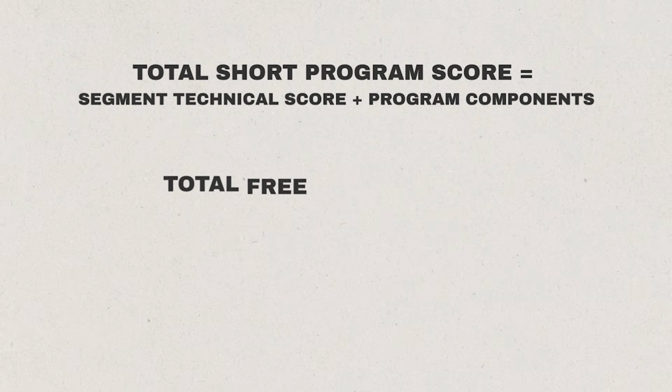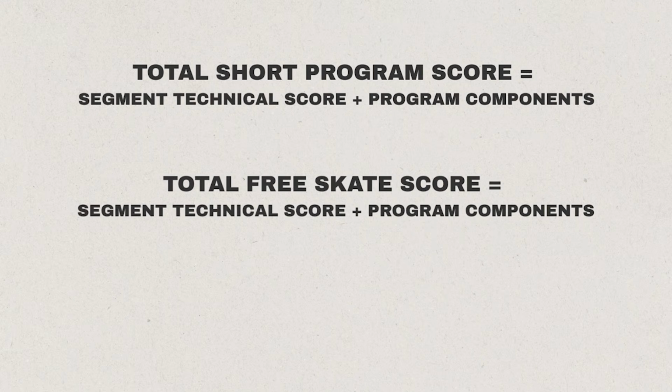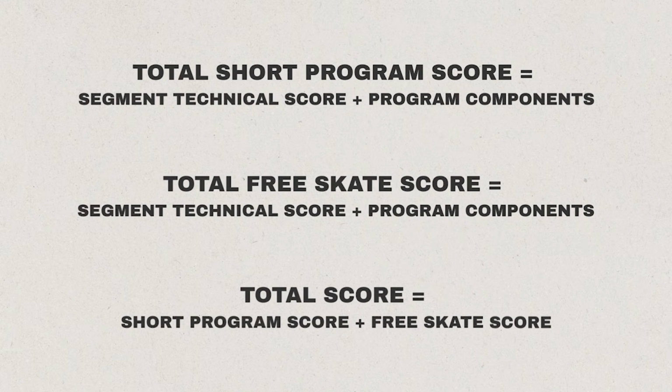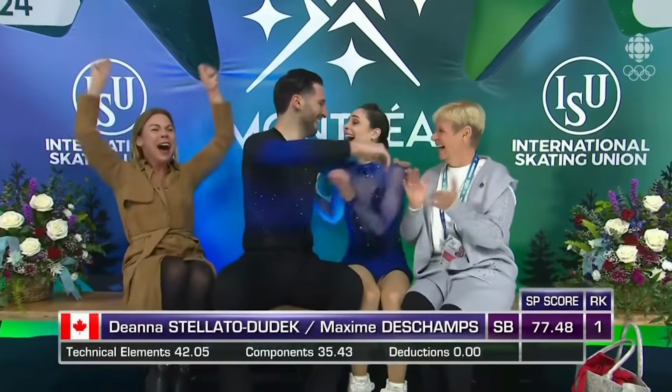The final segment score for both the short program and the free skate is the sum of the technical and component scores. And then after that, the short program and the free skate total scores are added together for a total score. Basically, these are just the scores that the skaters are waiting for in the Kiss and Cry booth after their programs are finished. Even with all this knowledge, figure skating can still be pretty confusing.